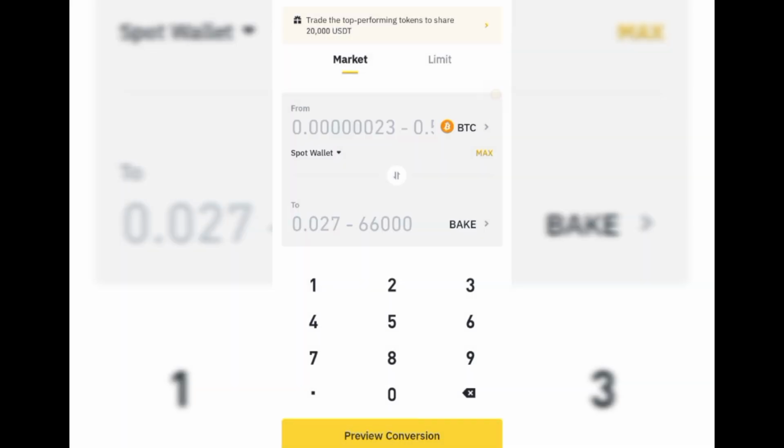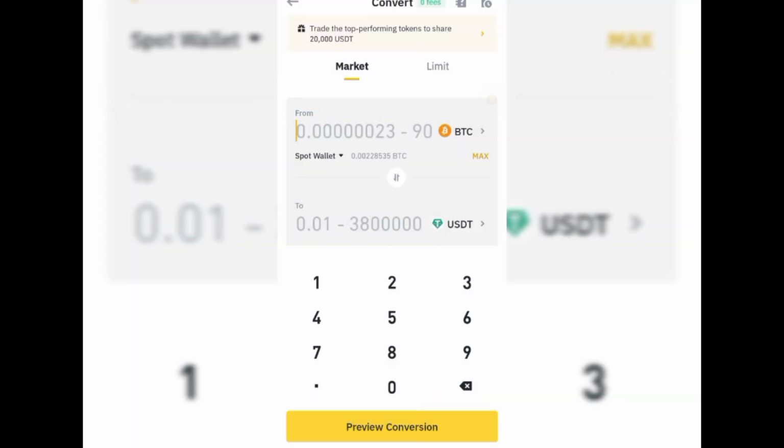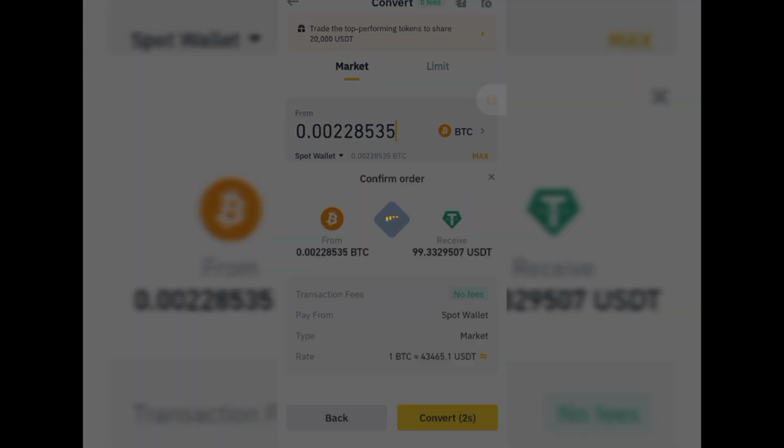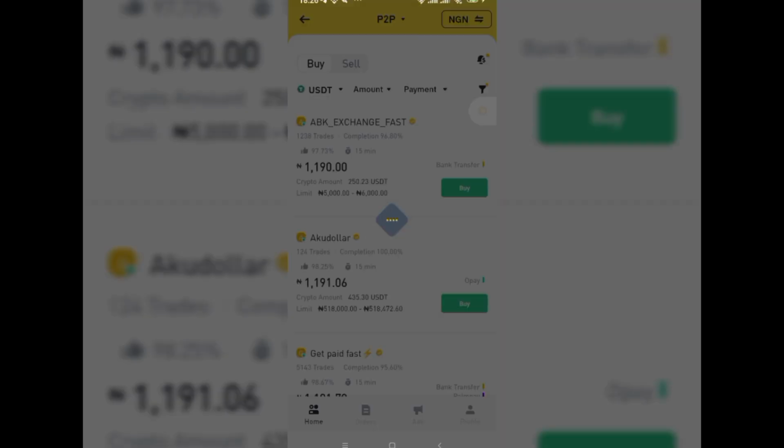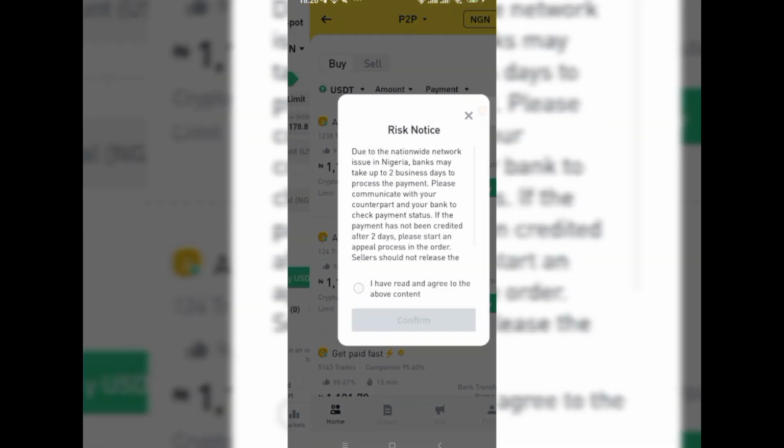So I click on trade and I click on convert. It is going to show here for you. Then it's going to show spot wallet for BTC and funding wallet for BTC. The crypto that I received is under spot wallet. So I have to change it from BTC to USDT because I want to trade in USDT. After the conversion of the BTC to USDT, I'm going to move straight to the P2P market.